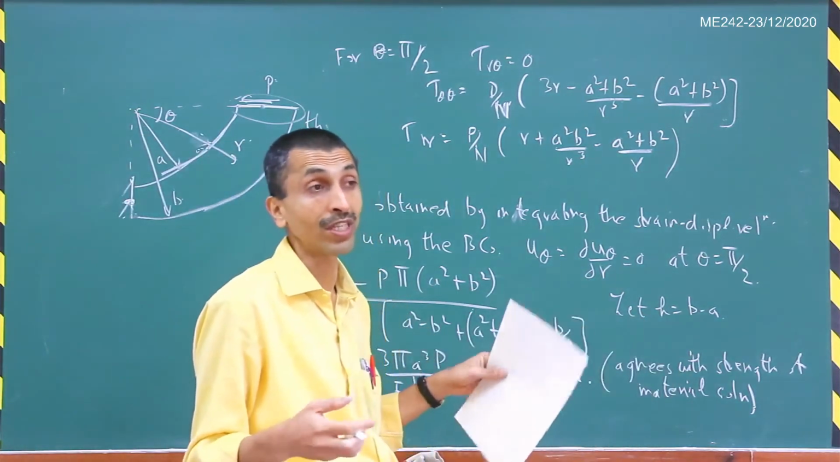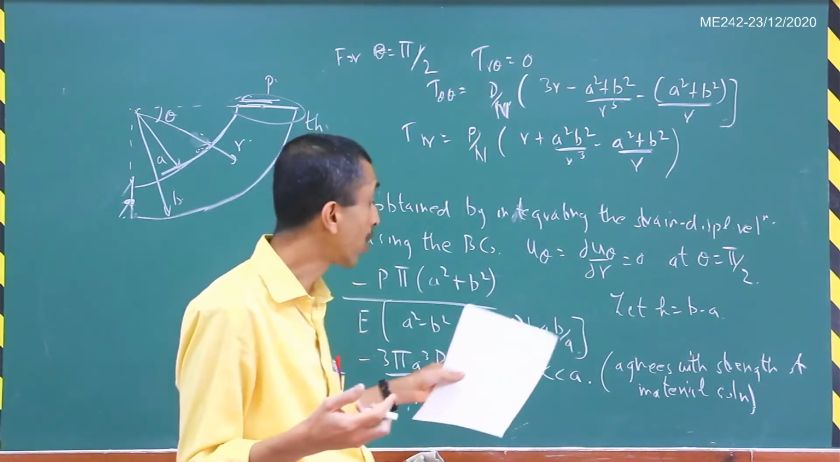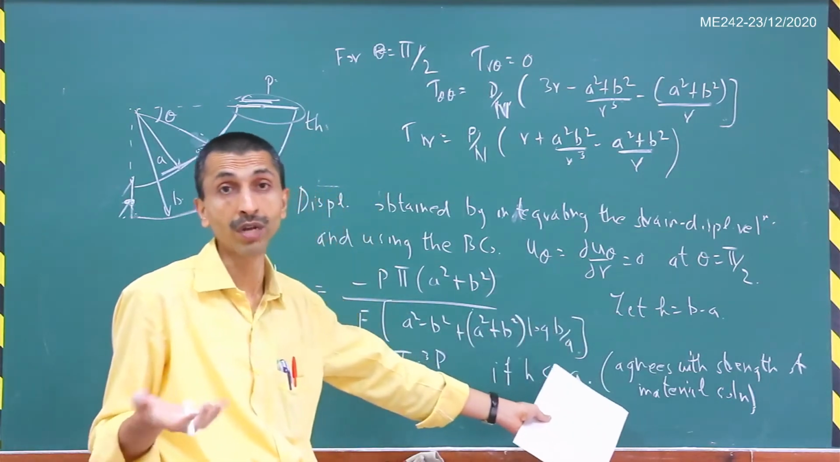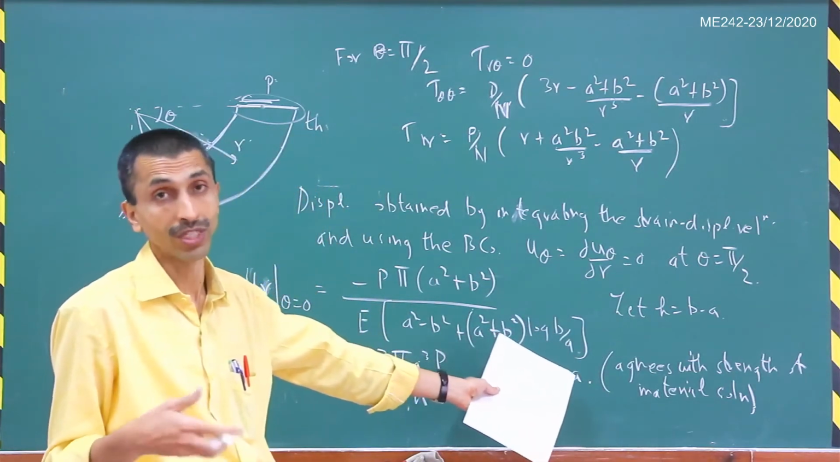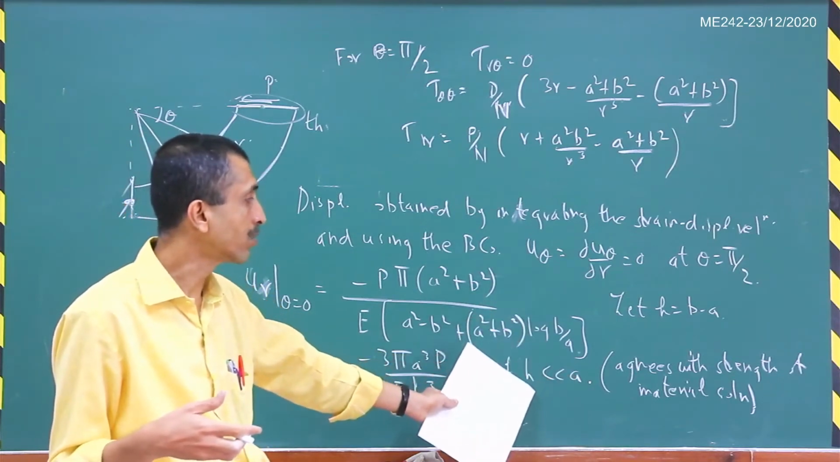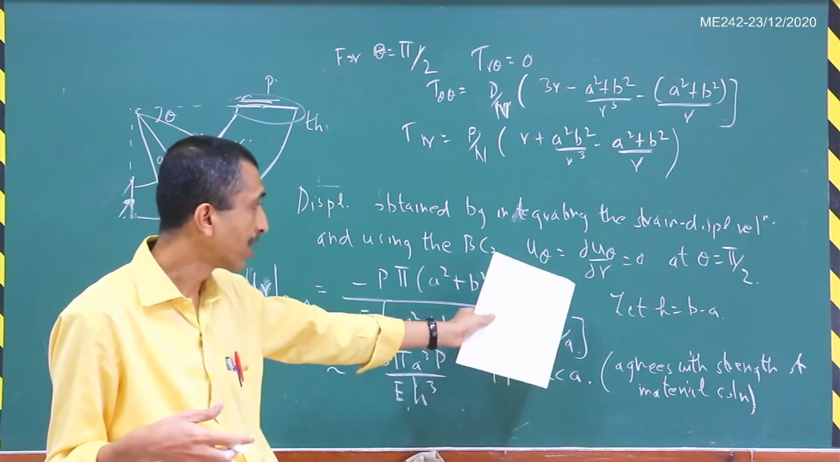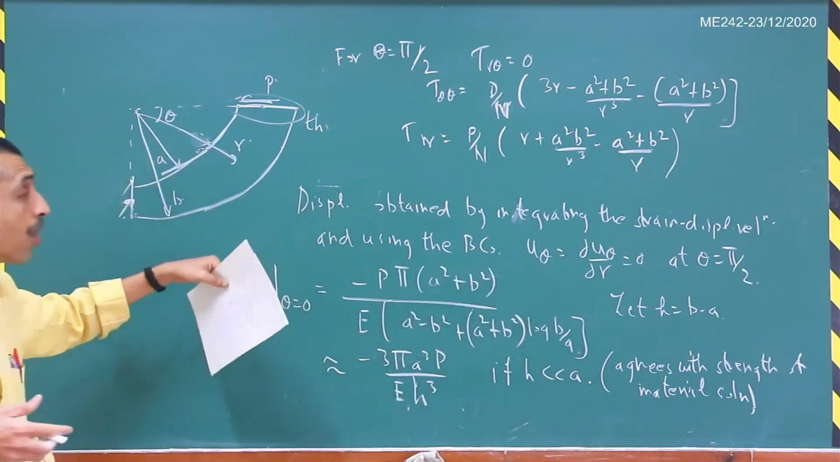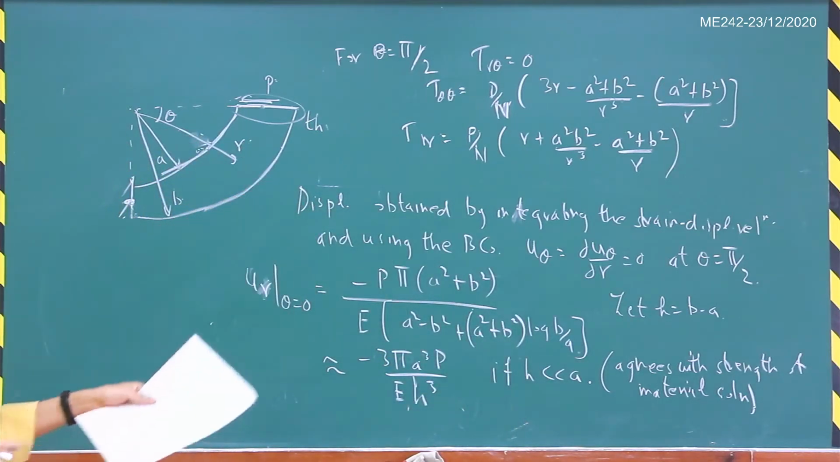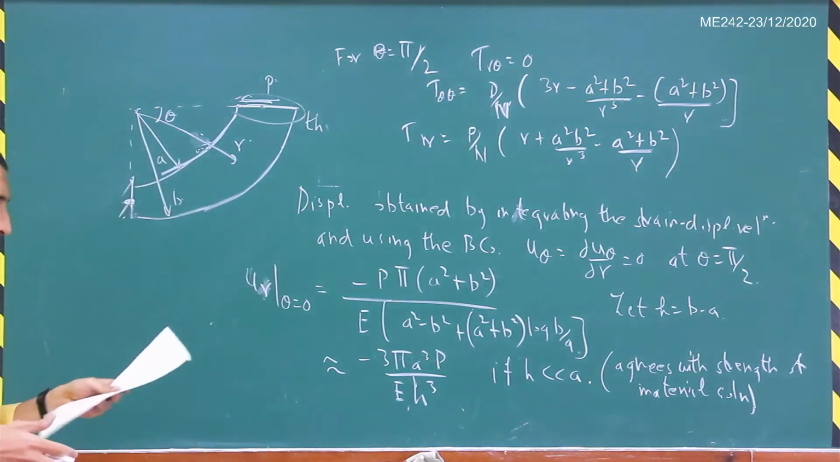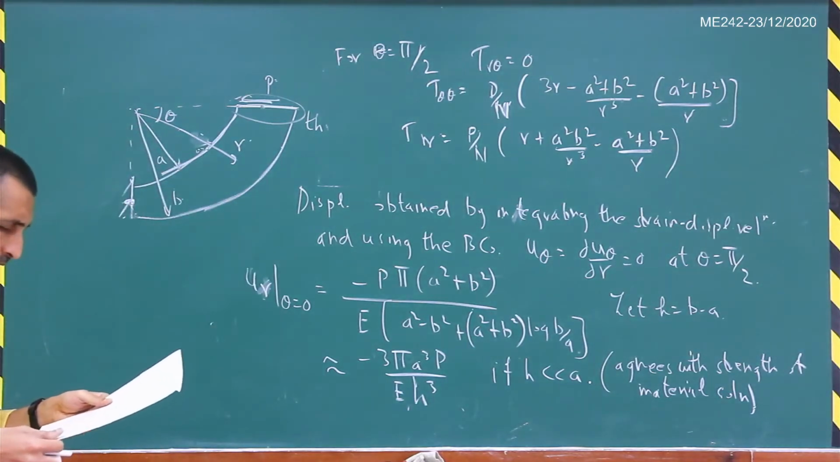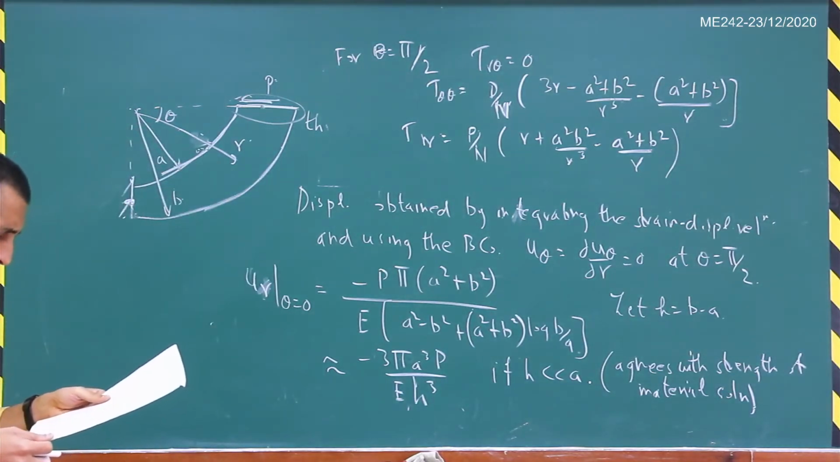So if h is large, you should not use the strength of materials solution, because then it's not a good approximation. The strength of materials solution is valid only when the depth of the beam, this edge, is small in comparison to the radius a, and otherwise it is not a good approximation in this case here.